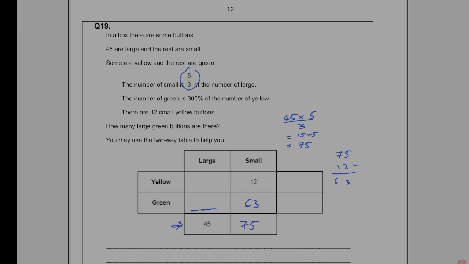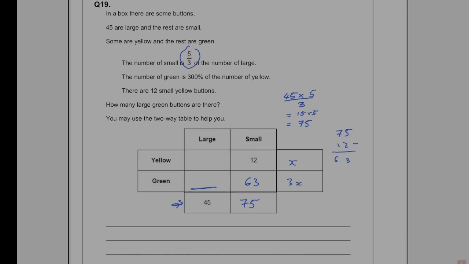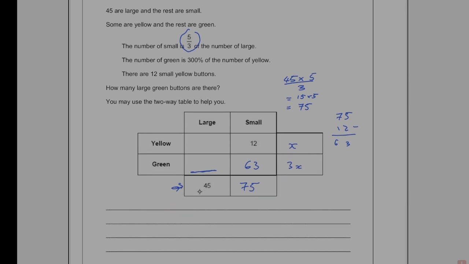Okay, right, yes. So what I'm going to say is the number of green buttons is 300% the number of yellow buttons. So if I say that yellow is x, then green would be 3x. And that's the key bit that we were missing. So we know then that the total for both of these is 45 plus 75.